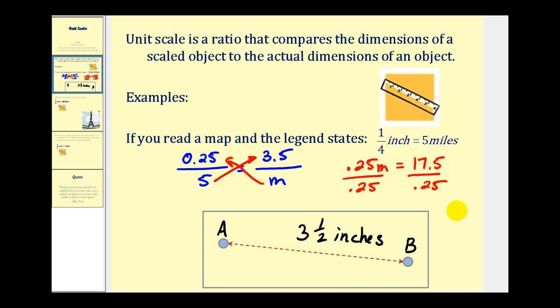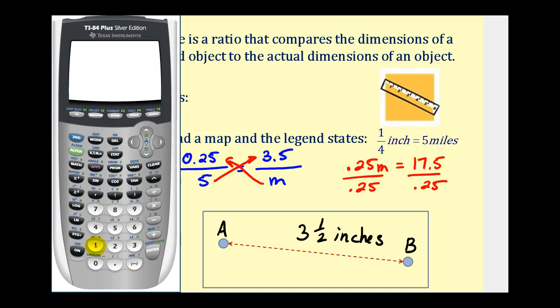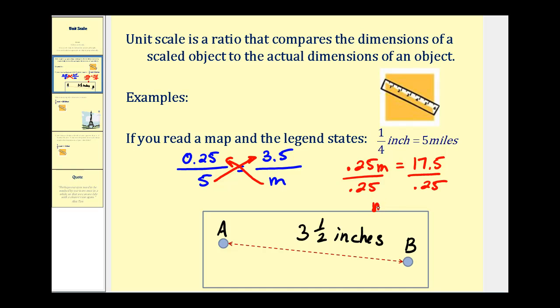Let's go ahead and use our calculator for this. 17.5 divided by 0.25 is equal to 70. So the actual distance between town A and town B would be 70 miles. Let's go and take a look at another example.